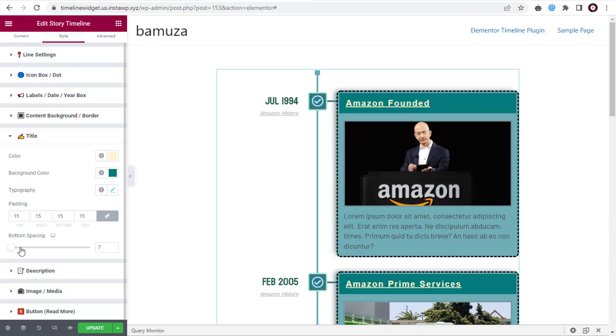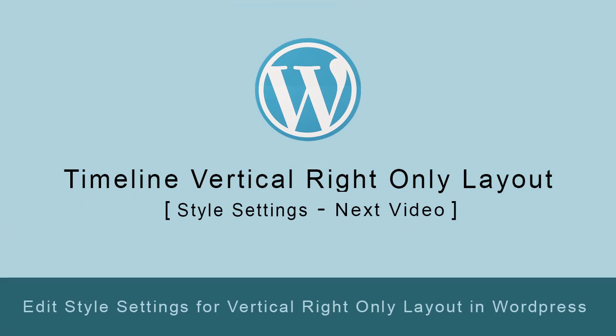We are done with the title style option in vertical right-only layout with Elementor Timeline add-on Widget Pro. We will continue the final part of the style settings for the timeline vertical right-only layout in the next video.